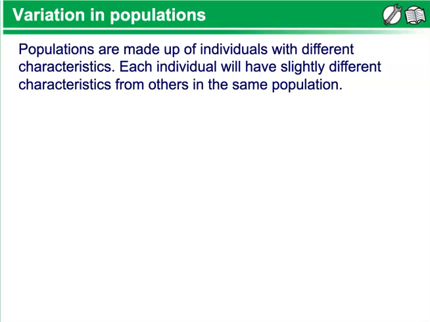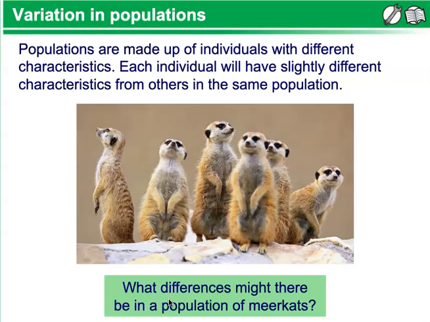Variation in populations. Populations are made up of individuals with different characteristics. Each individual will have slightly different characteristics from others in the same population. So what differences might there be in this population of meerkats? The question is intended to get you considering characteristics that can vary within this population. Examples may include size differences. Some meerkats may be taller or shorter. Some may be broader or thinner.